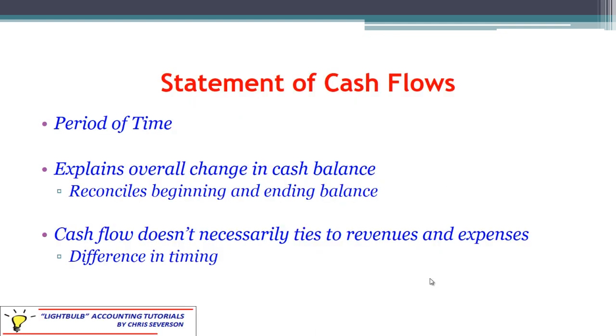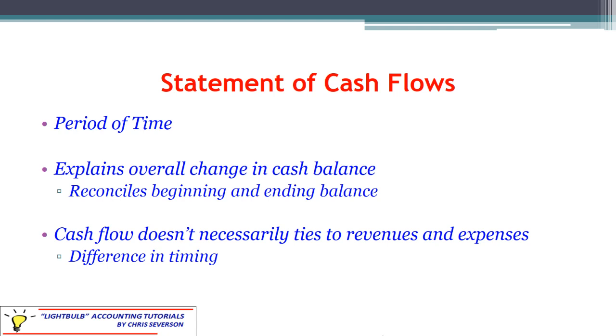Now we're back to the statement of cash flows, the final statement that is required. This one, we're back to a period of time. It shows how cash has changed throughout the period. So it explains why we've had an increase of, let's say, $200,000 in cash. It tells us why. It reconciles the beginning cash balance to the ending cash balance and explains the changes.